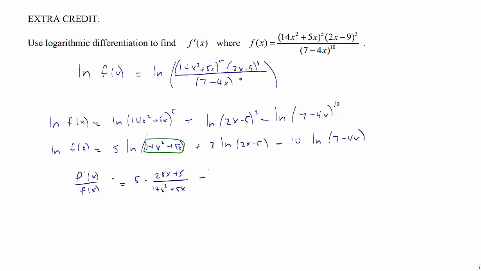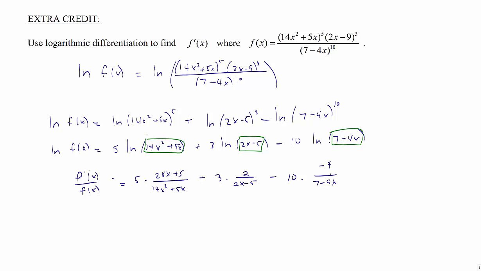Same thing for the next two terms. So I got 3 times the derivative of the natural log of (2x - 5). The derivative of u is 2, so 2 over u, 2x - 5. And then for my last one, my u is 7 - 4x. So we get 10 times u prime, negative 4, over u, 7 - 4x.